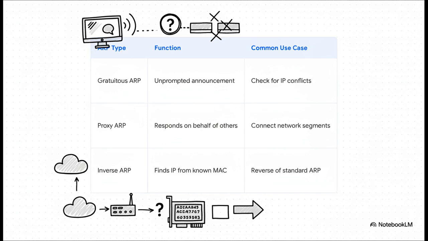Then you have proxy ARP, where a router will cleverly answer ARP requests on behalf of devices on a totally different network segment. And then there's inverse ARP, which, as you might guess, does the exact opposite of what we've been talking about. It's for those rare cases where a device knows a MAC address, but needs to figure out what IP address it belongs to.